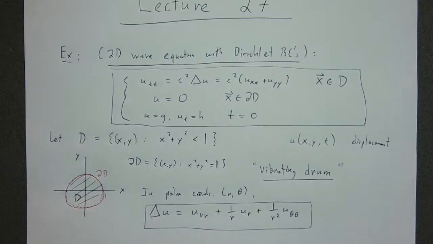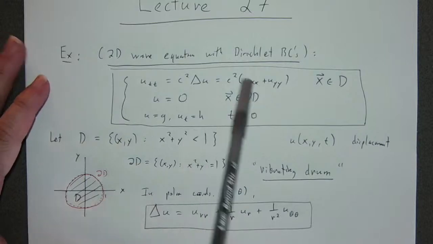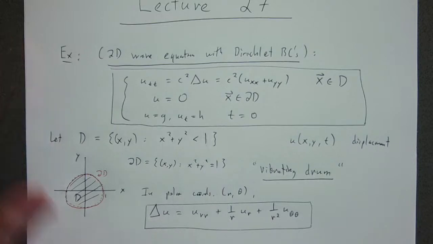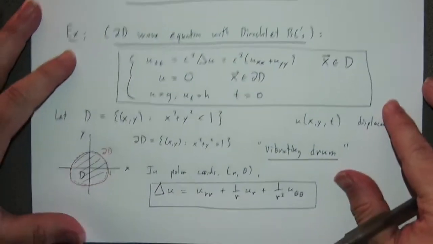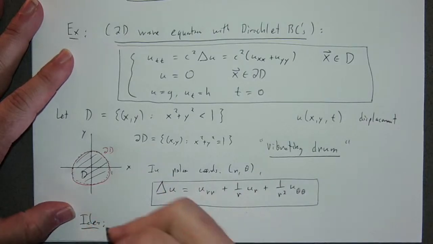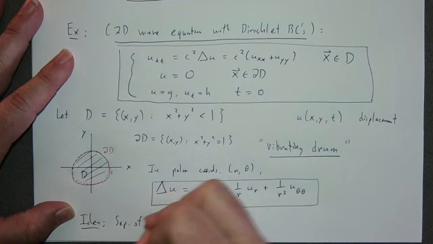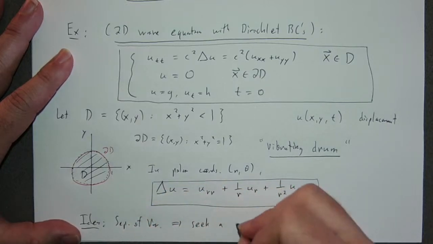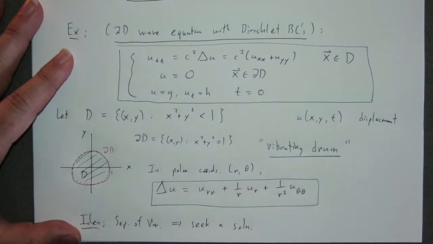Okay. And so just as we did previously in prior examples, we can reformulate this problem now in terms of polar coordinates, where the g and h are recast depending on polar coordinates here. All right, and so the idea, as before, separation of variables, tells me to seek a solution in separated form.